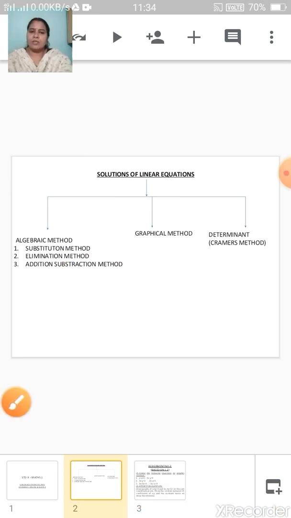So for this we require a graph book. As I have told you already, you should have a graph book today. So let us start with the graphical method. In order to solve simultaneous linear equations by the graphical method, we require a Cartesian plane. Now what is a Cartesian plane? A Cartesian plane is obtained when the x-axis and y-axis are drawn mutually perpendicular to each other. Then how to plot points on this Cartesian plane? Let us understand this with the help of this presentation.